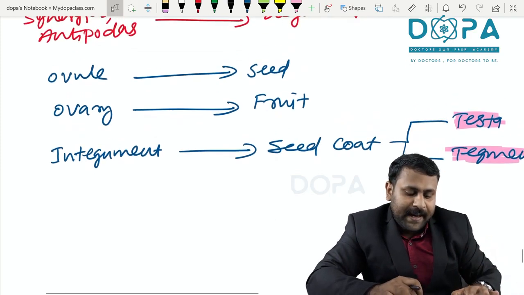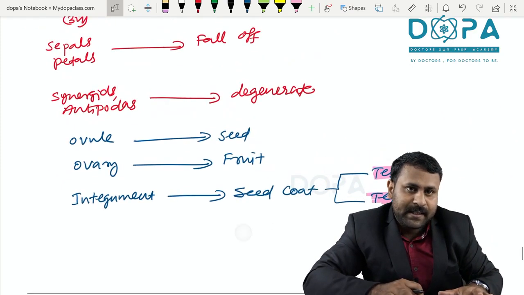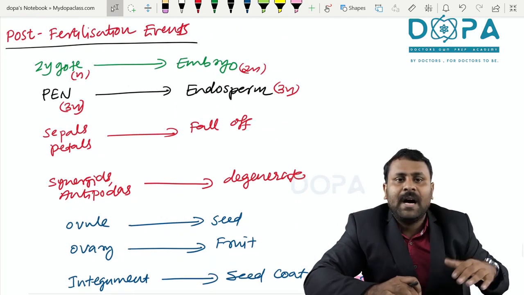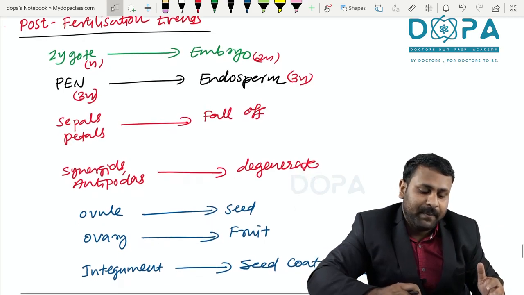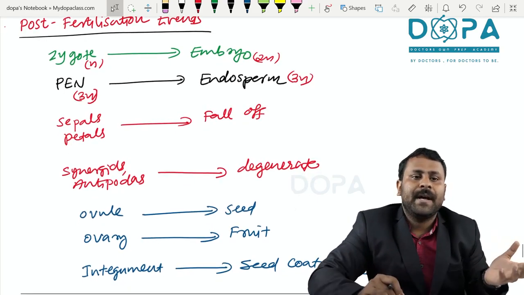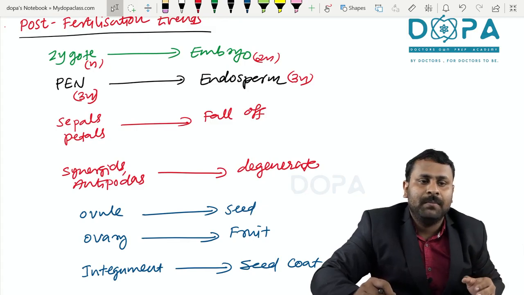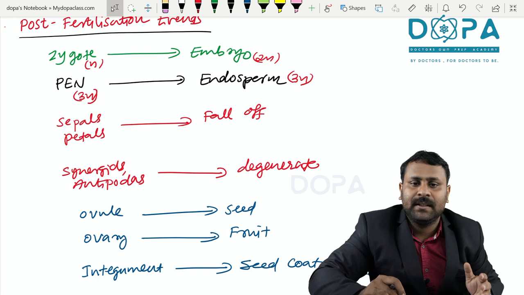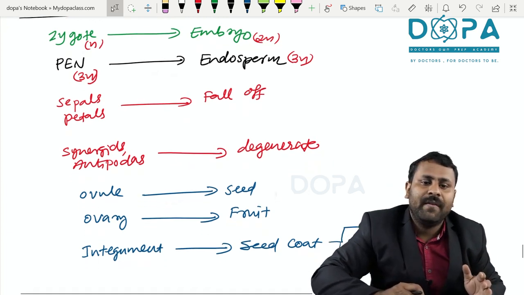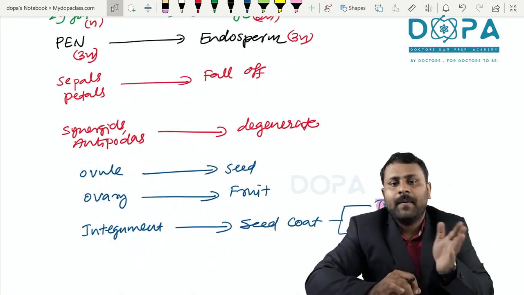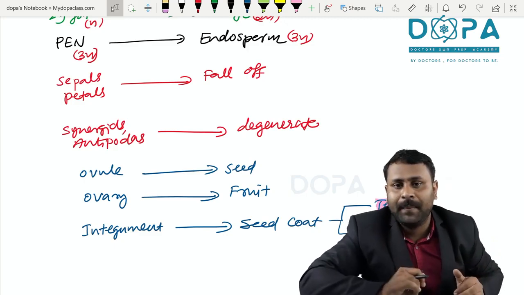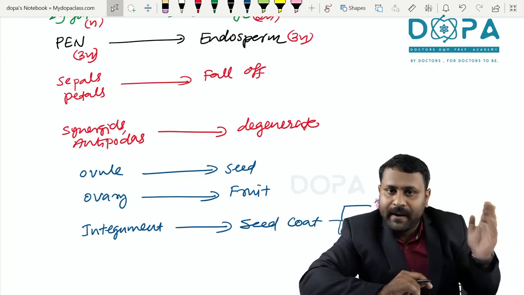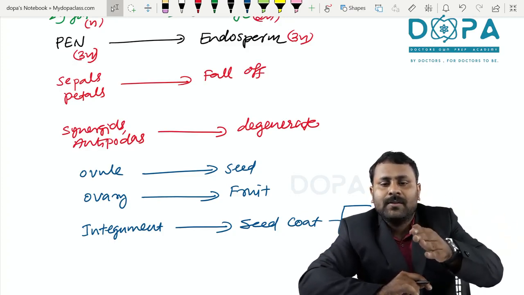These are post-fertilization events. What are the post-fertilization events? Post-fertilization means after fertilization. Zygote develops into embryo. Primary endosperm nucleus develops into endosperm. Sepals and petals fall off. Synergids and antipodals degenerate. Ovule develops into seed. Ovary develops into fruit. Ovary wall develops into fruit wall, and that fruit wall is called pericarp.